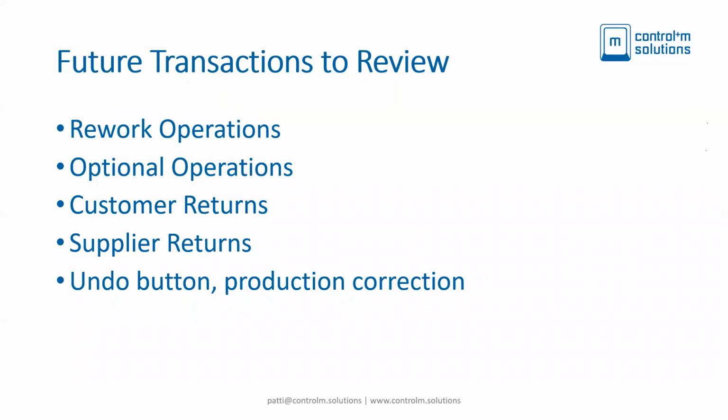We've covered the basic transactions pretty well, but that doesn't cover them all by any means. In fact, two of the most challenging transactions are rework and optional operations. And both can cause some real chaos if they're not handled particularly well, especially if you have high value parts or items. This can really create some excitement in the balance sheet. Other transactions we're going to cover include returns, customer returns and supplier returns, as well as the production correction button, the OOPS button.